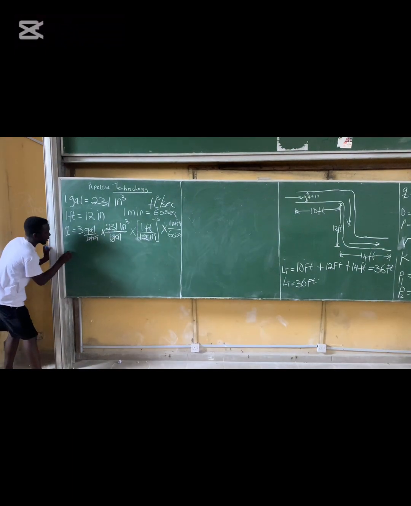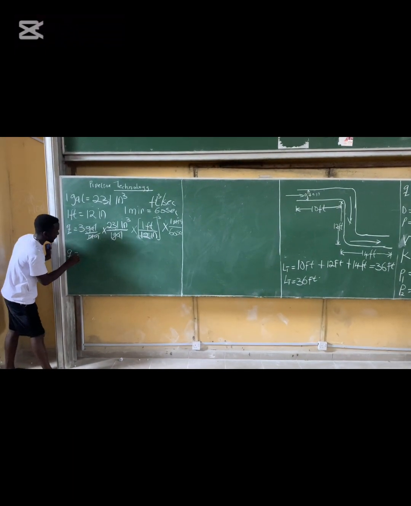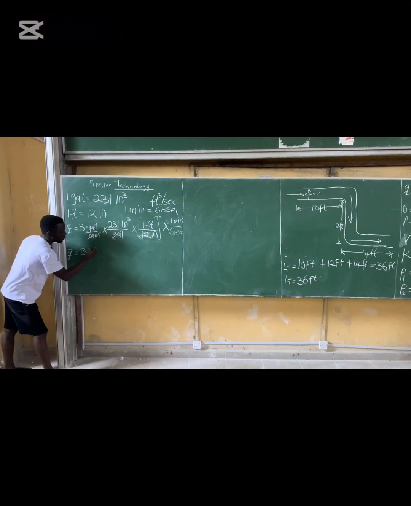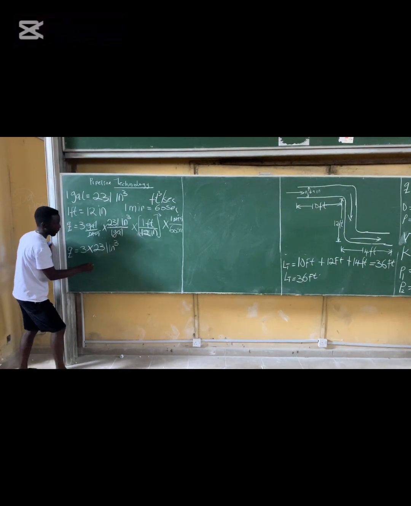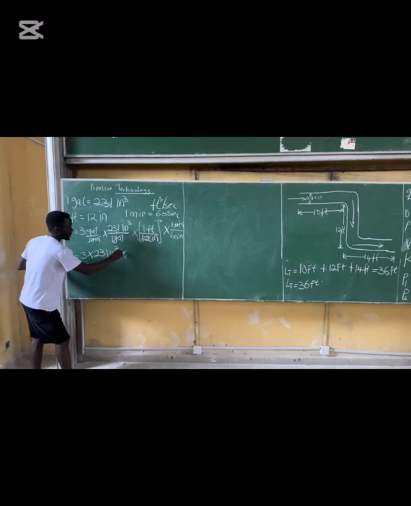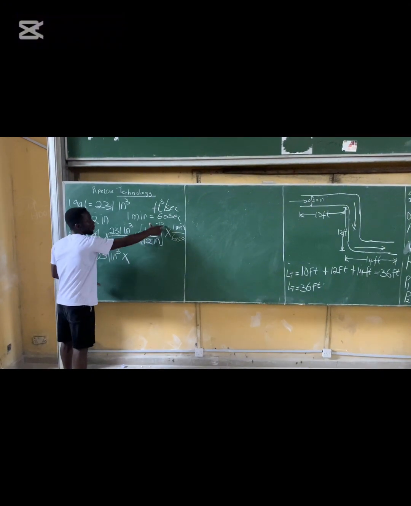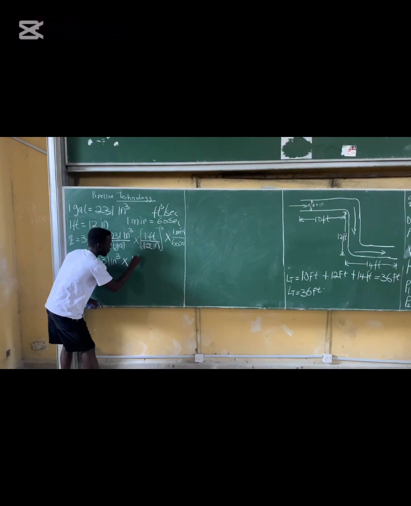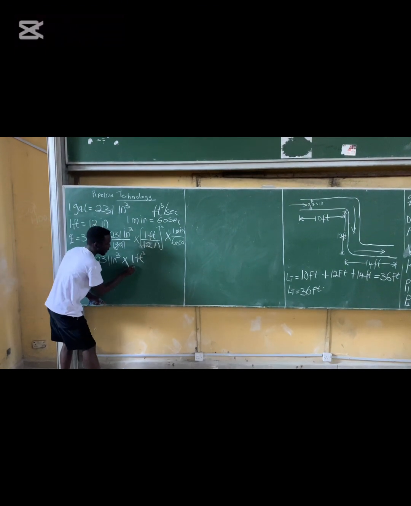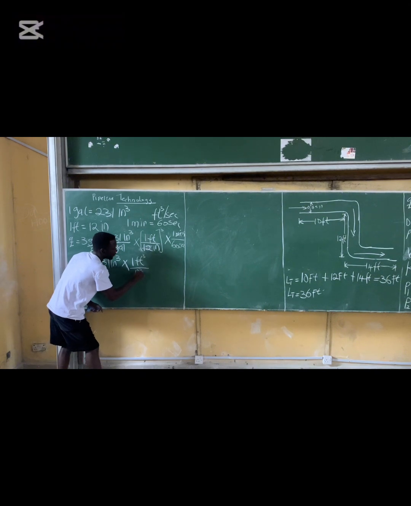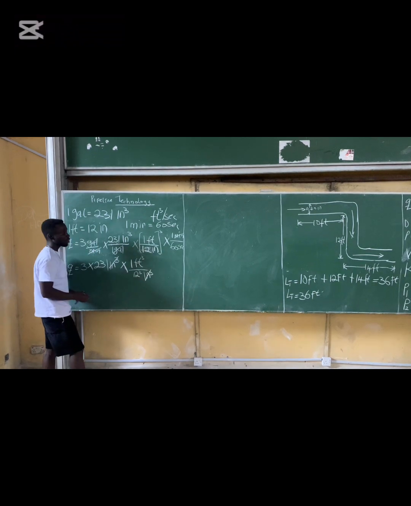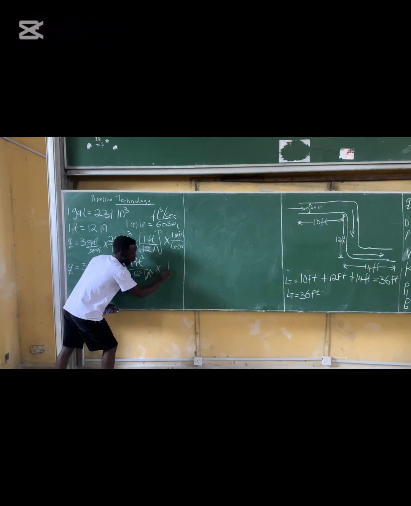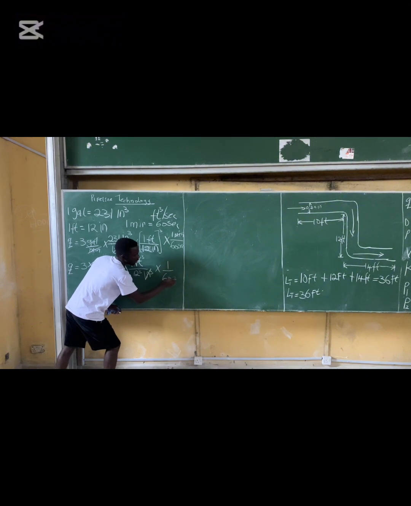So therefore, let's open bracket. Q here will give us 3 multiplied by 231 inch cubed, 231 inch raised to the power of 3 times. Here now, let's open this bracket. It will give us 1 foot raised to the power of 3 divided by 12 raised to the power of 3 inch raised to the power of 3. So that inch raised to the power of 3 will cancel out inch raised to the power of 3. Multiplied by 1 all over 60 seconds.